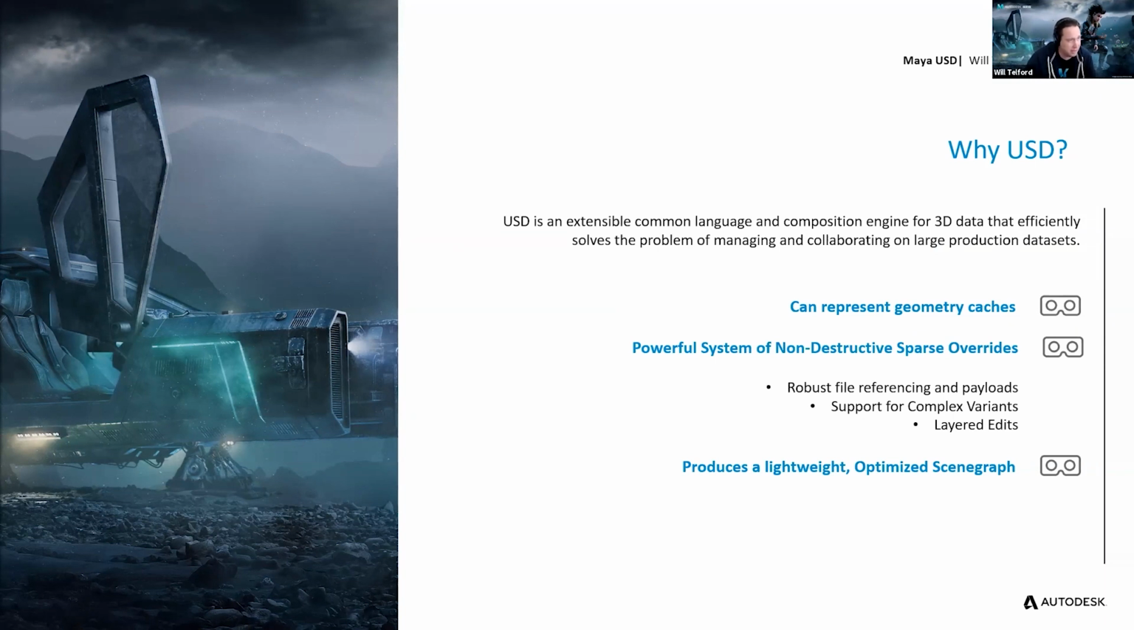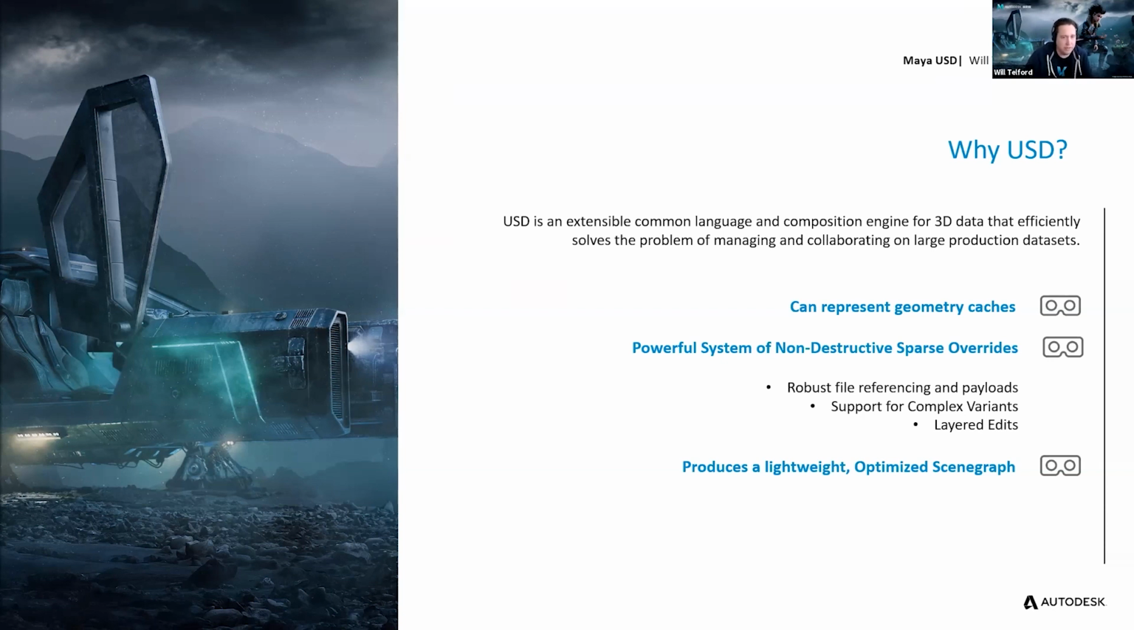At its most basic, a lot of people look at USD and think that it's just a geometry caching format. They might think that it's just a drop-in replacement for Alembic, or a replacement for FBX. And in a lot of ways, it can replace those, but there's a lot more going on there that it's capable of beyond what those other technologies can do. So yes, it can represent geometry caches, but that's just the tip of the iceberg for USD.